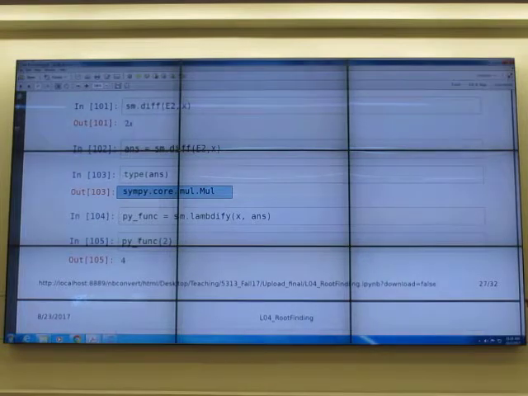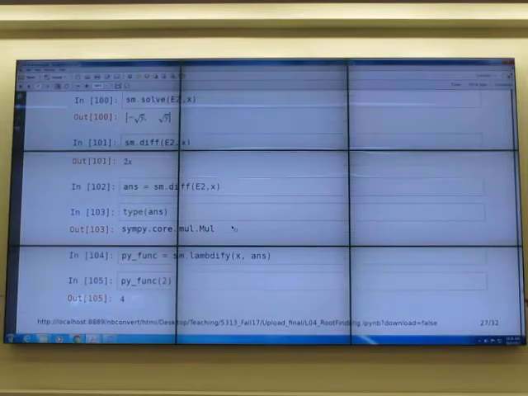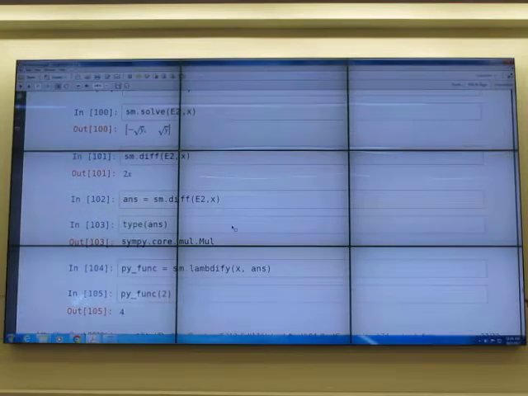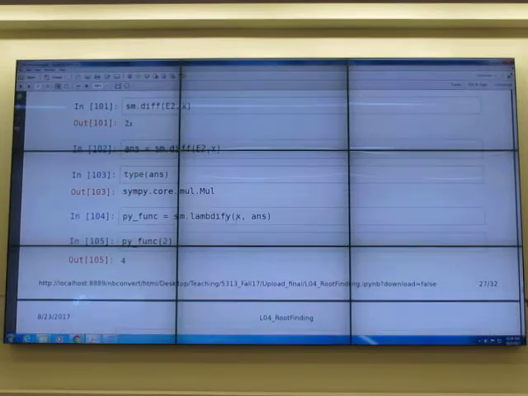What if I want to change the symbolic result from Sympy to a lambda function, like a regular Python function? I use sm.lambdify. Lambdify requires me to tell it what the parameter is. The parameter is x. And what is the equation? The equation is 2x, that is the equation I put here.